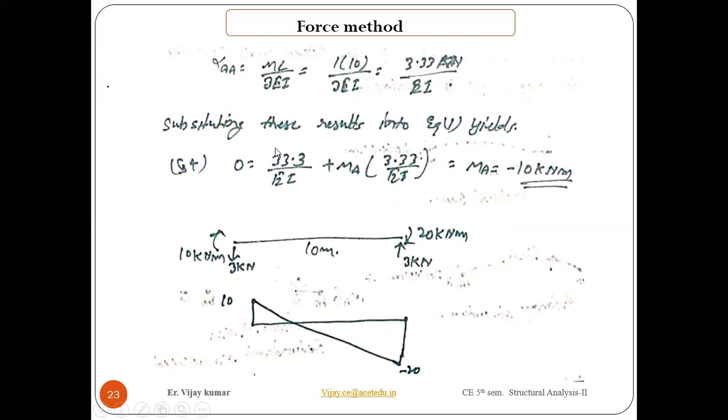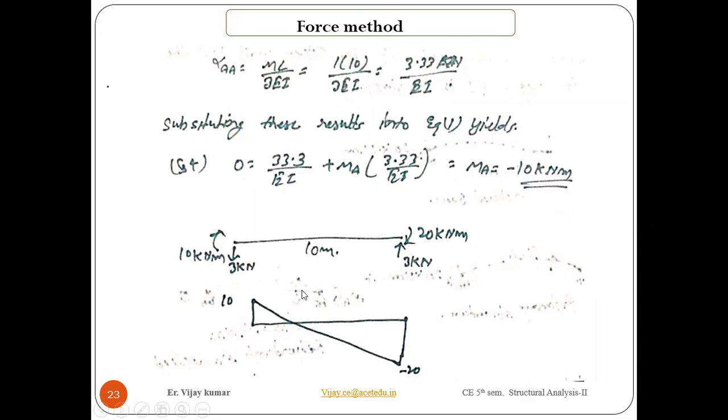So put it into the equation that we just wrote, taking anti-clockwise as positive. 0 is equal to 33.3 by EI plus MA times alpha A, which we calculated using this relation. MA comes out to be minus 10 kilonewton meter.